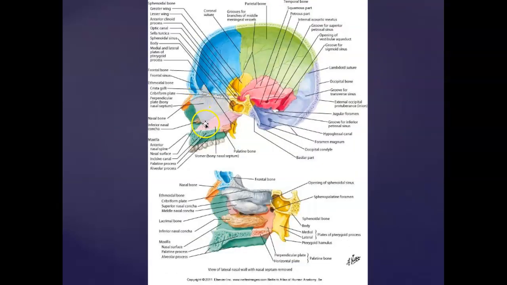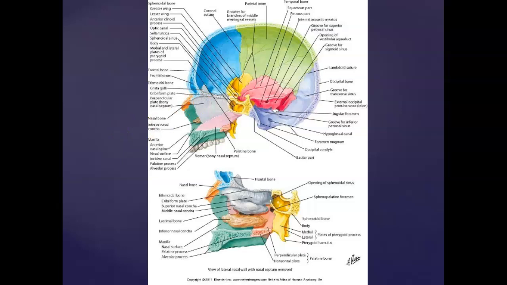Here you can see the septum cut in half. The lower part is this vomer. We'll talk about the vomer. It means plow. Kind of looks like a plow from 2,000 years ago, doesn't it? But the upper portion here is the perpendicular plate of the ethmoid. Okay, so that really is what forms the upper portion of the nasal septum in midline.